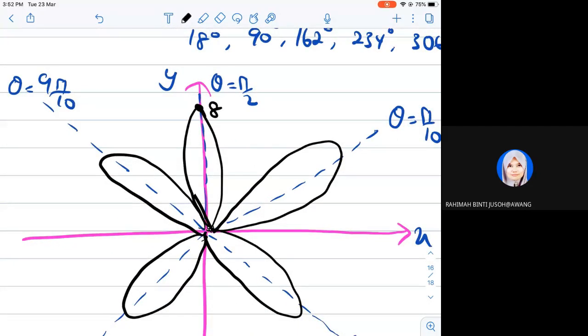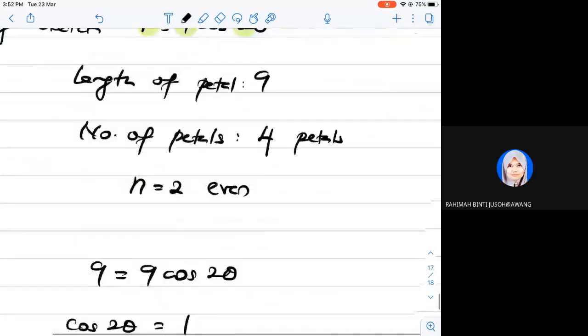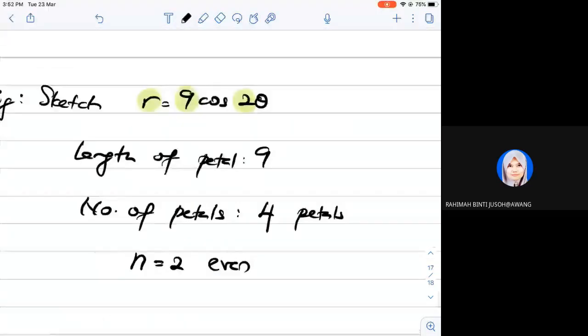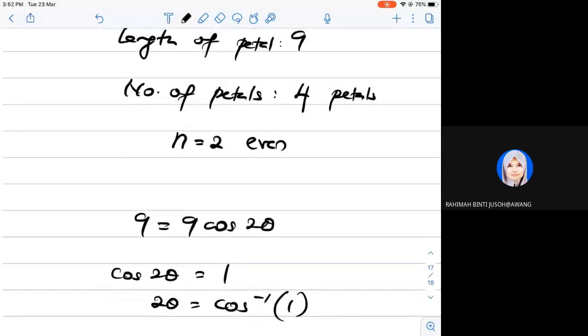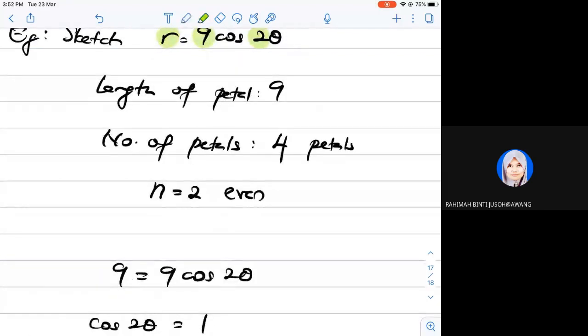Ya, saya. Dia tanya kenapa 4? 4 ke 9? Kenapa 4? Mana tak saya tengok sikit. Check. Kenapa 4? Because n is even.